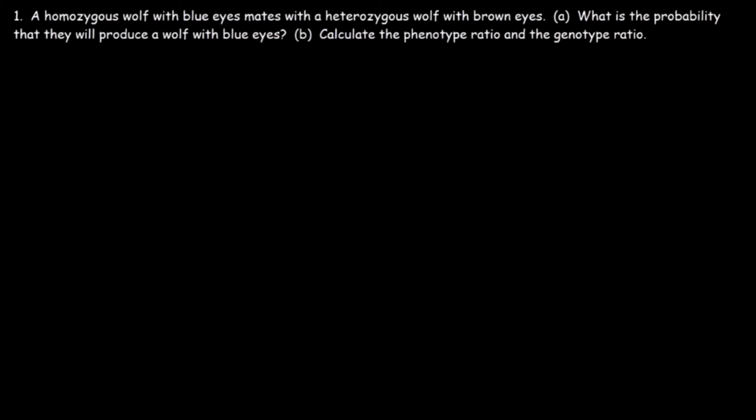Let's start with this one. A homozygous wolf with blue eyes mates with a heterozygous wolf with brown eyes. What is the probability that they will produce a wolf with blue eyes? So let's begin by drawing a monohybrid cross. So this is a Punnett square that only focuses on one characteristic, one trait, in this case, eye color.